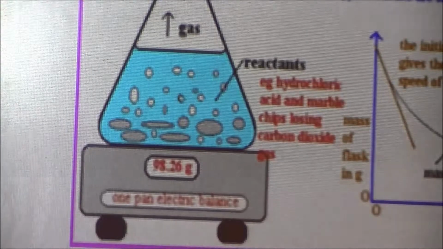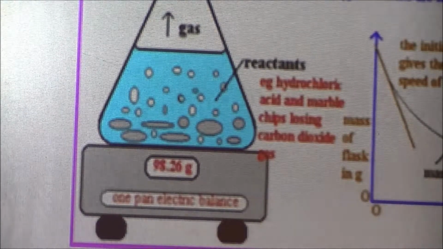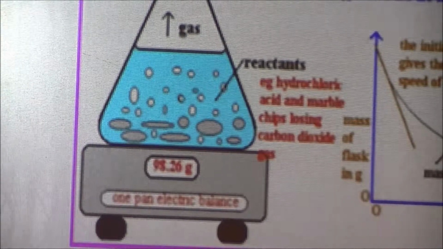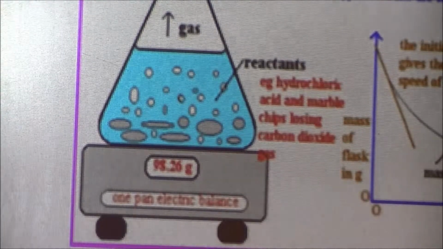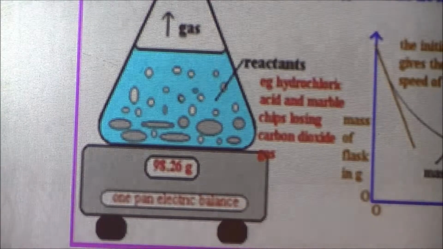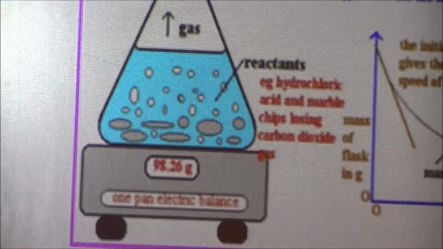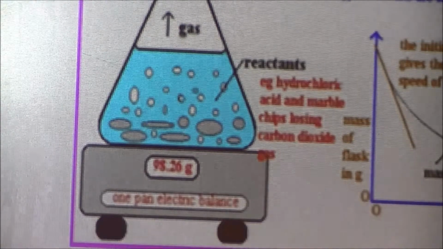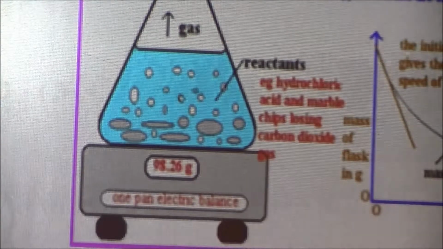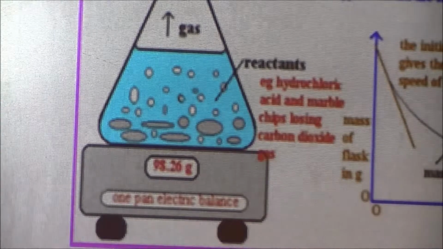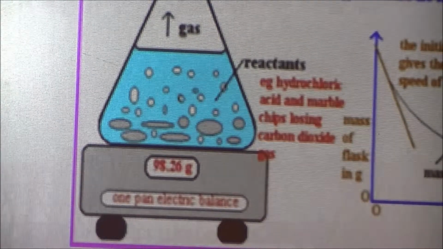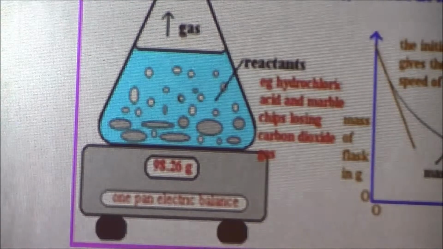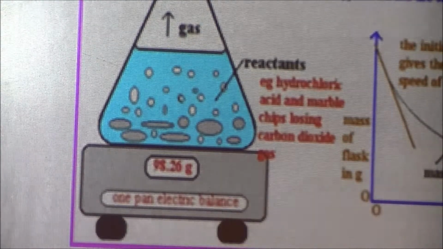In this case, it's an acid with a metal carbonate. Calcium carbonate, for example, with hydrochloric acid will produce carbon dioxide gas. The clue's in the name. If it's a carbonate, you're going to get carbon dioxide. If you've got a metal by itself, a metal and an acid always produces hydrogen all by itself. So just try and remember that. Metal by itself always produces hydrogen by itself. A carbonate is always going to produce carbon dioxide.